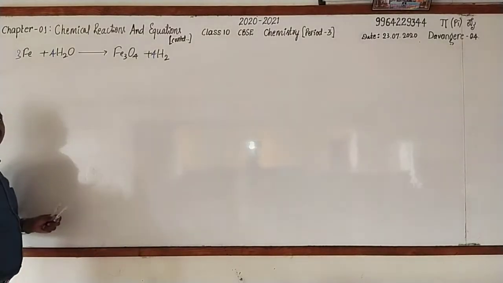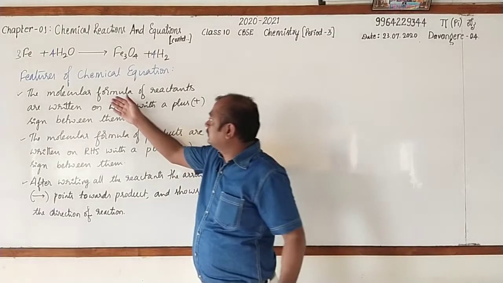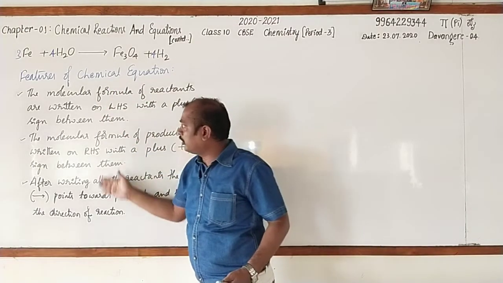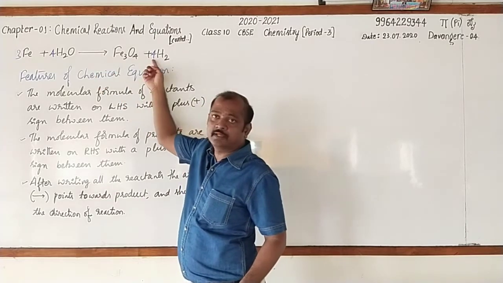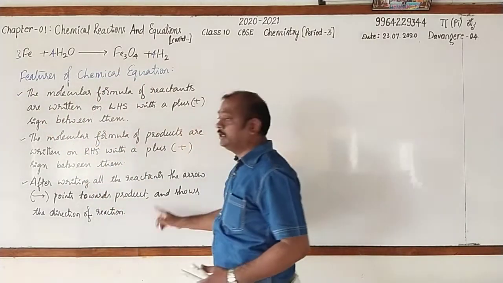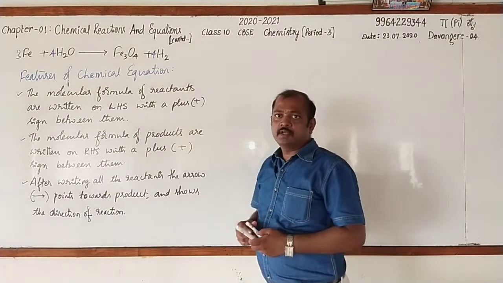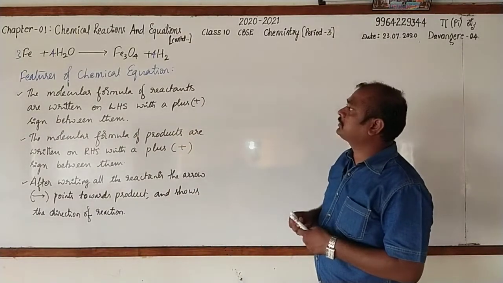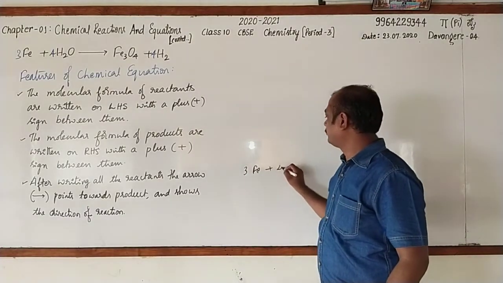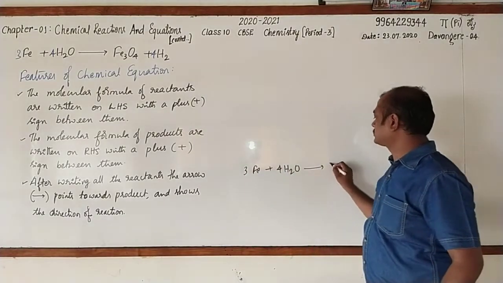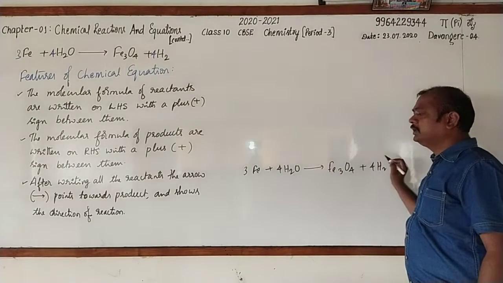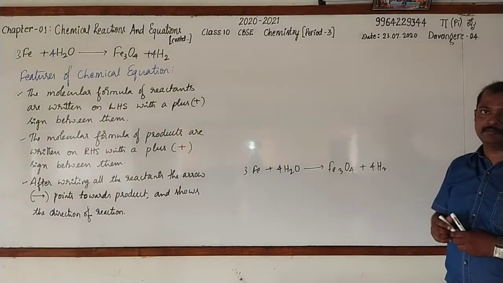Now I'll go for writing one by one. These are the features of chemical equations. I have written all the 3 that I had explained by taking this example. So you should copy from here to here. Yes, students, again I am going to take the same chemical equation, that is 3Fe plus 4H2O gives rise to Fe3O4 plus 4H2. It is a balanced chemical equation.